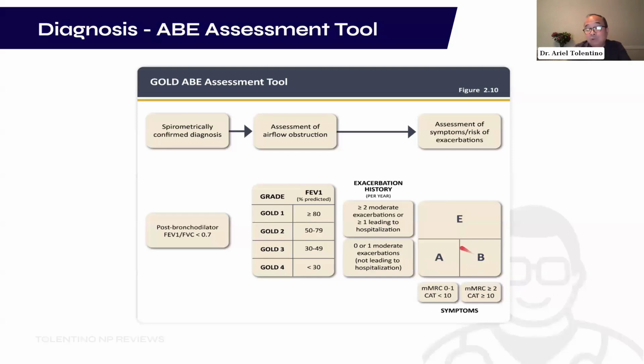So, of course, the ultimate goal here is to triangulate and know if we have an A, B, or E grouping of a patient, to be able to know the recommended medication for these patients. So this is the basic flow that we are expected to know using the new ABE assessment tool.